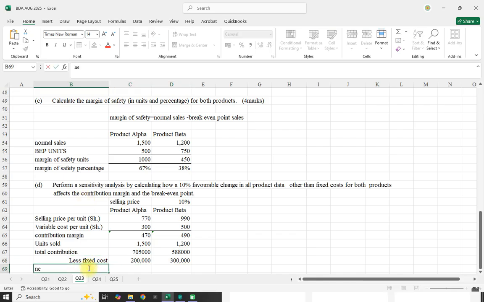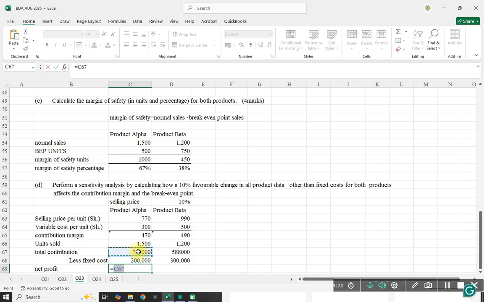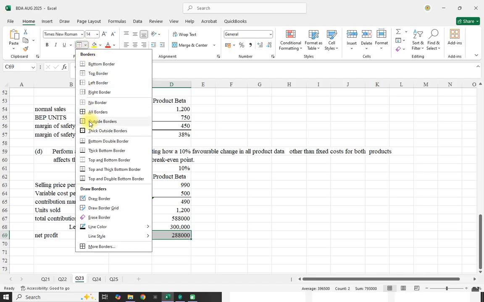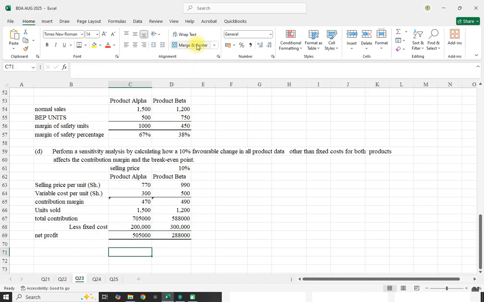We get the net profit, but remember, we are not interested in the net profit. We just need to see what will be the impact. We're interested in performing a sensitivity analysis by calculating how a 10% favorable change in all product data other than fixed cost for both products affects the contribution margin and break-even point.